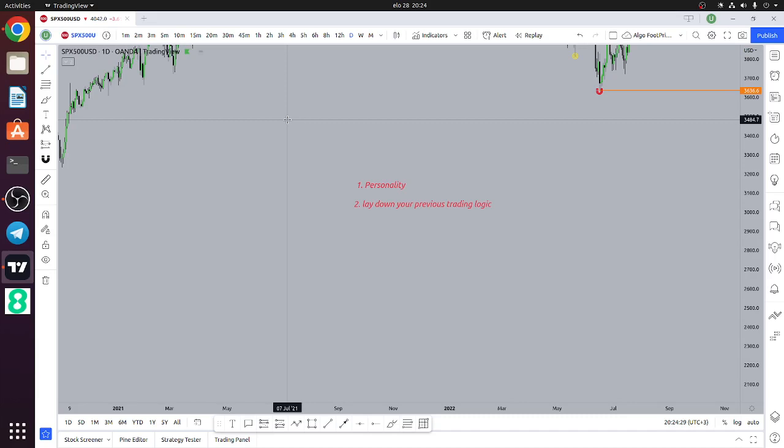Instead of taking ICT concepts and making them an addition to what you already know, get rid of it. I am telling you, this will weigh you down if you don't get rid of your previous trading logic, your strategy. Forget it.